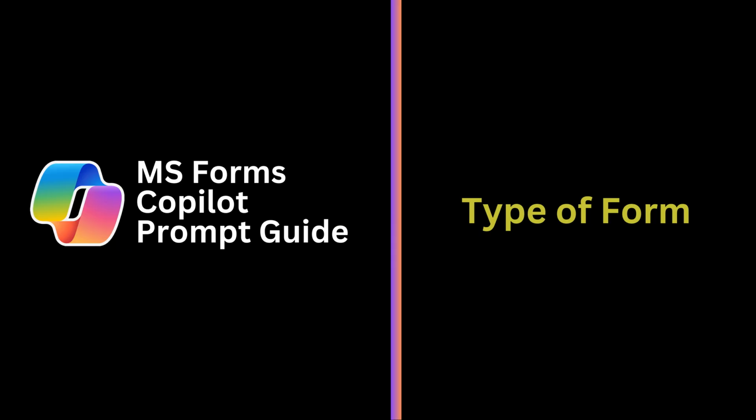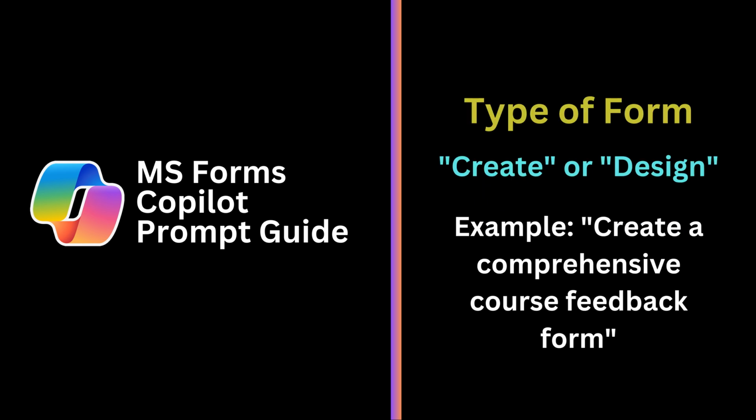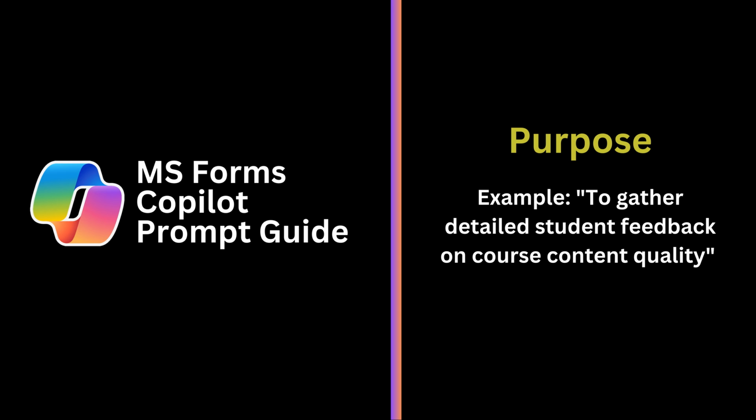Number 1, your prompt must describe the type of form you want to build. This sets the foundation and overall direction for Copilot. Start with an action verb like create or design to specify your intent. Example, create a comprehensive course feedback form. Number 2, the purpose, which is the core objective and the goal of your form. This tells Copilot exactly what information you need to collect. Example, to gather detailed student feedback on course content quality.